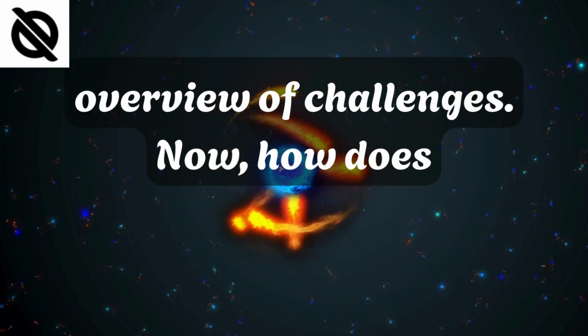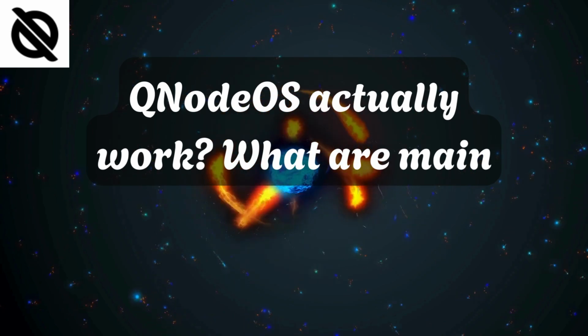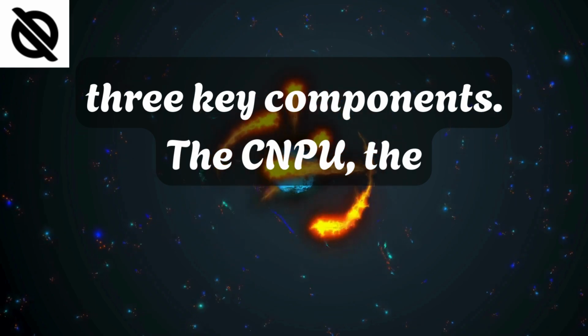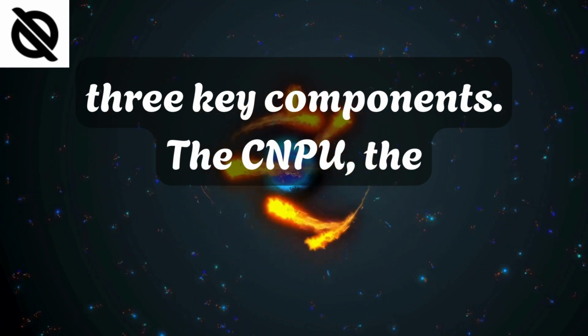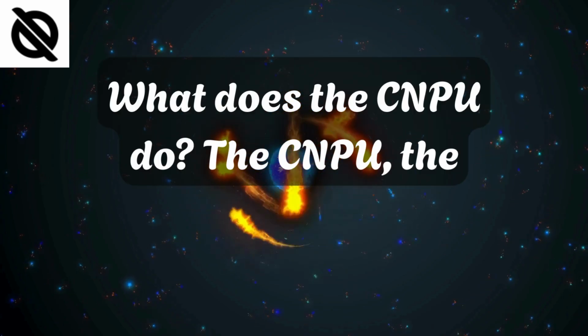So that's a great overview of the challenges. Now, how does QNodeOS actually work? What are the main parts? We touched on this earlier, but QNodeOS has three key components: the CNPU, the QNPU, and the Q device. Okay, let's break those down. What does the CNPU do?